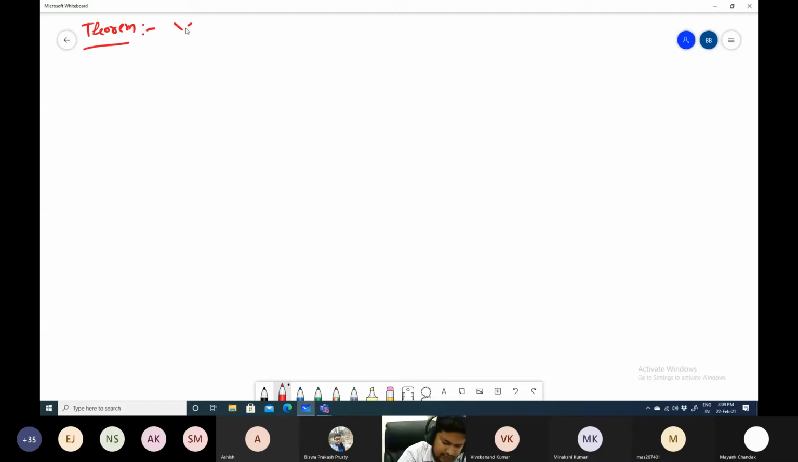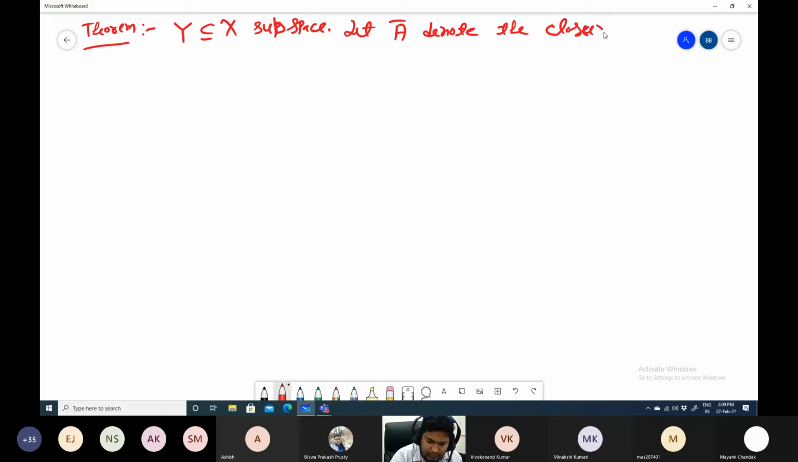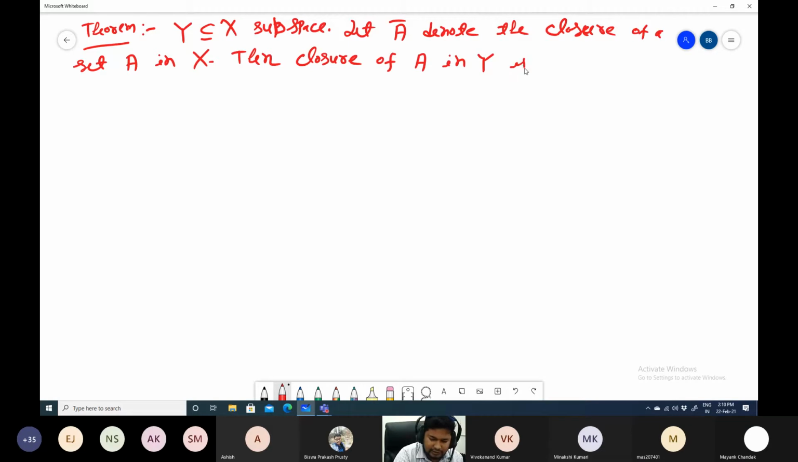Okay, so again, let Y be a subspace of X with the subspace topology. Now we prove that, first of all, let A closure denote the closure of a set A in X. Okay, now then we prove that the closure of A in Y is A closure intersection Y.